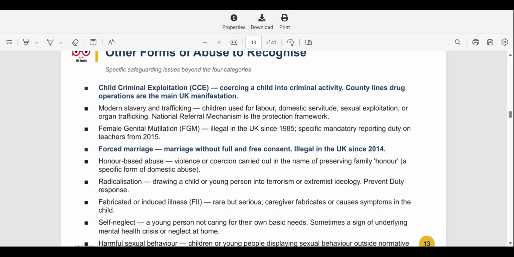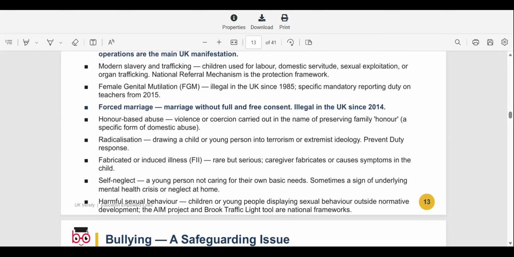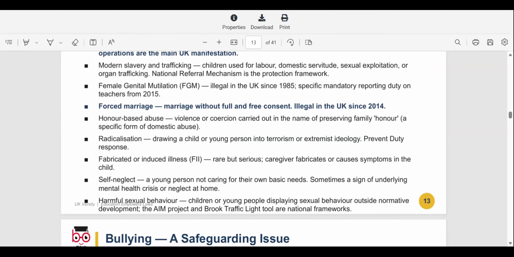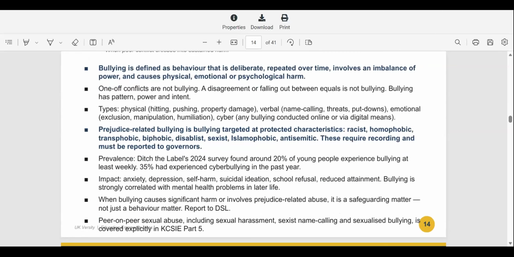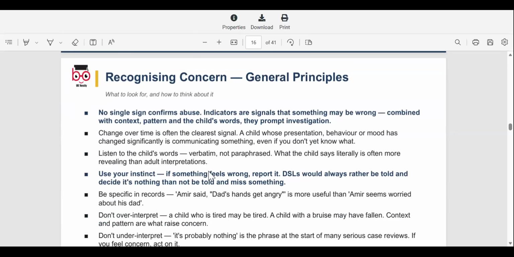Other forms of abuse: child exploitation, forced marriages, modern slavery. We've looked at elements of county lines, FGM. And then you've got bullying, which is a big one. It's a safeguarding issue. Intentionally repeated harmful behaviour, physical, verbal, or online, and it's a power imbalance and causes severe distress as well. You've got signs, symptoms, indicators of behaviour, recognizing concerns.